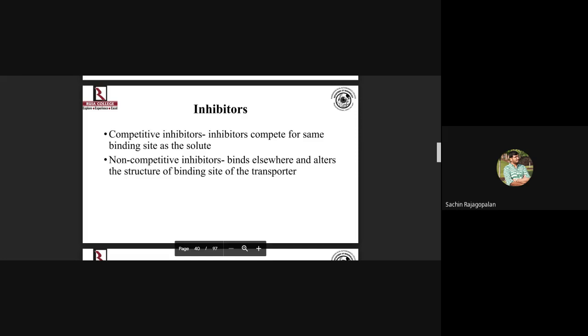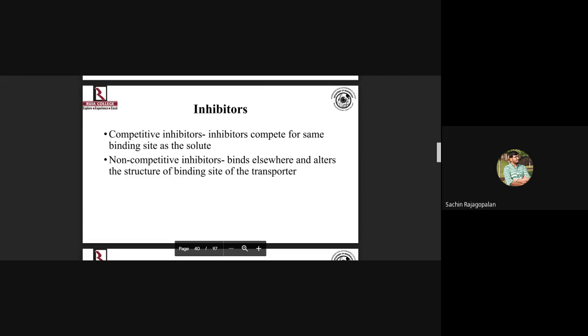And once they bind to that site, they will change the structural conformation of the transporter. Now, if the structure of the transporter is changed, especially the site where the solute molecule used to bind, then it is obvious that the solute can no more bind to that site, which means that the transport is affected, correct?